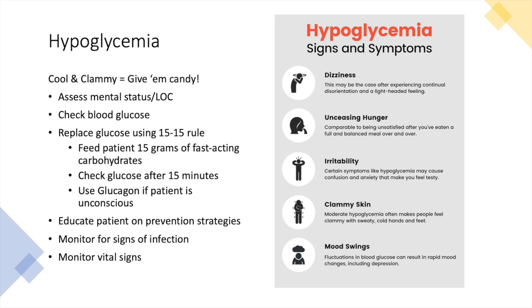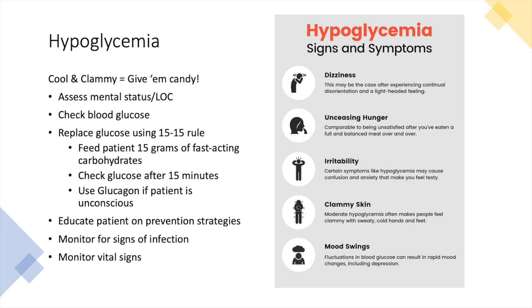If they are not awake, alert, and oriented, so in any instance where they are unconscious or semi-conscious, you're not going to give them anything by mouth to eat, because of course that's going to create a choking hazard and aspiration. So you're going to administer glucagon if they are unconscious or semi-conscious. You won't use the 15-15 rule necessarily there. You're just going to give them glucagon to bring their sugars up.